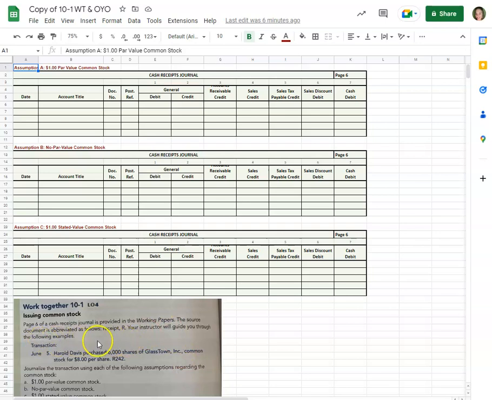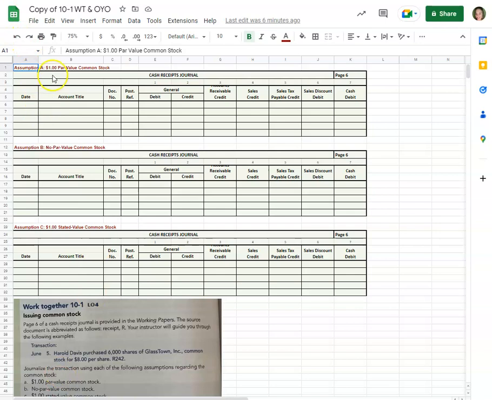Your instructor will guide you through the following examples. So the first transaction, June 5th, Harold Davis purchased 6,000 shares of Glasstown Incorporated common stock for $8 per share. Receipt number 242. Journalize the transaction using each of the following assumptions regarding the common stock.